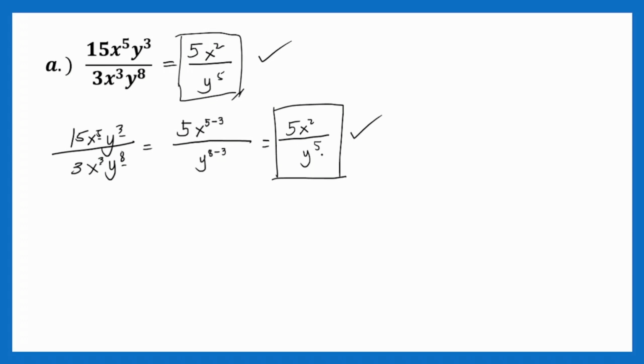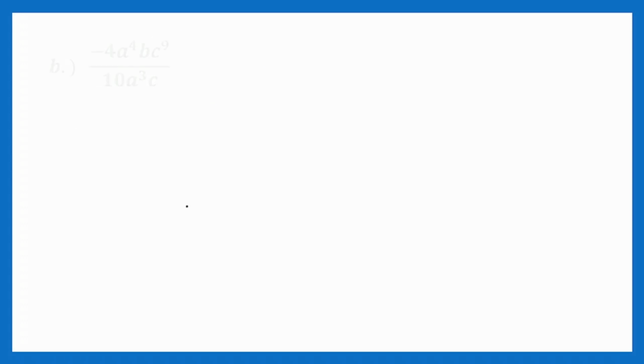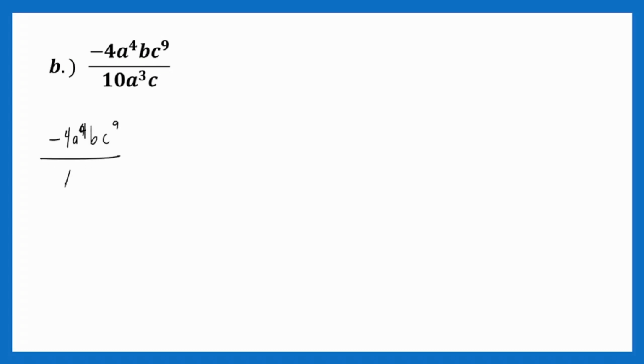Alright? Okay. So, let's have letter B. Alright, so let's answer letter B. So, we have negative 4, a raised to 4, b, c raised to 9, all over 10a cubed c. So, number by number, variable by variable with the same base. Paano yung B? So, later sasabihin ko kung paano gagawin dyan. Tapos yung C, same base din ito. Dito sa ilalim sa itaas. Alright? So, number by number tayo.